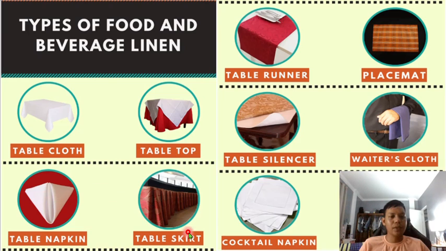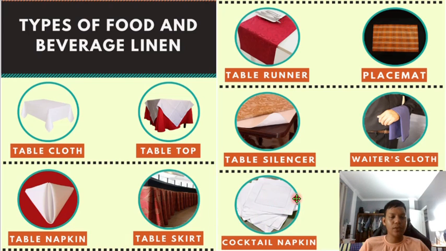And we also have the table skirt, or we call it table skirting or skirting cloth. This is used for design. This is usually used on the buffet table. We also have a cocktail napkin. It's slightly different from the napkin.